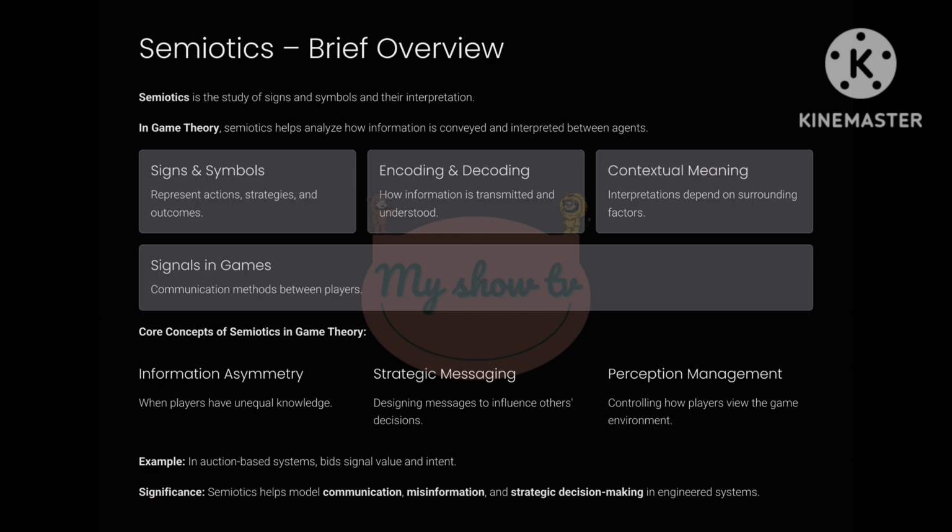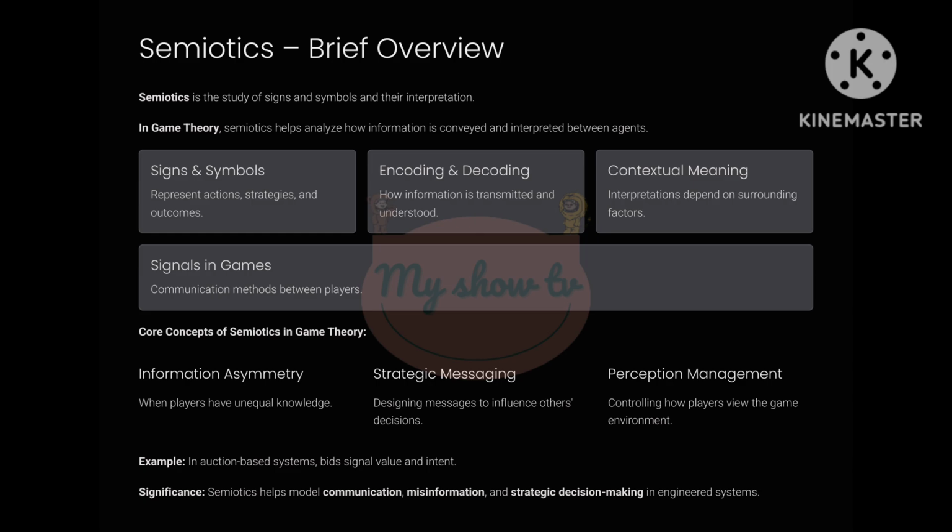Semiotics is the study of signs and symbols and how they convey meaning. In game theory, semiotics helps us understand how information is communicated between participants and how this affects decisions. Let's discuss the key concepts of semiotics in game theory. 1. Signs and symbols. These represent actions, strategies, or outcomes. For instance, in a cybersecurity simulation, an alert symbol may represent a detected threat.